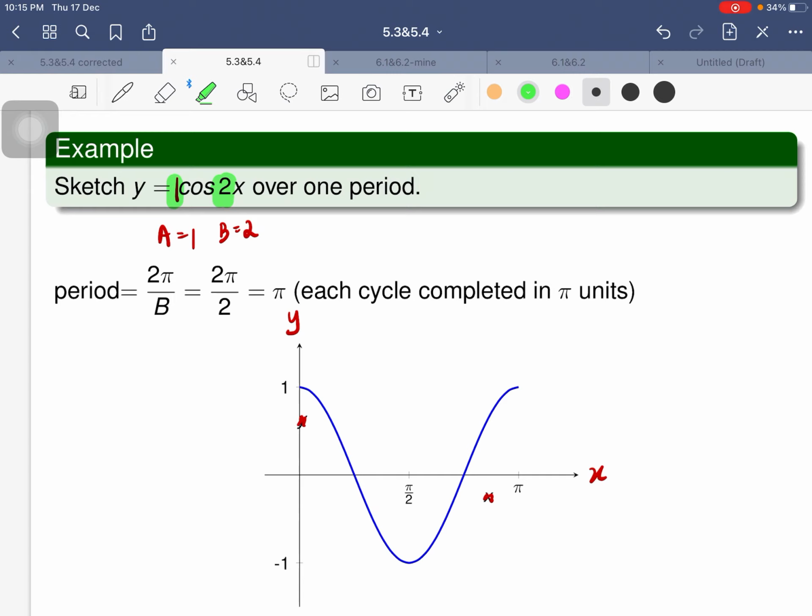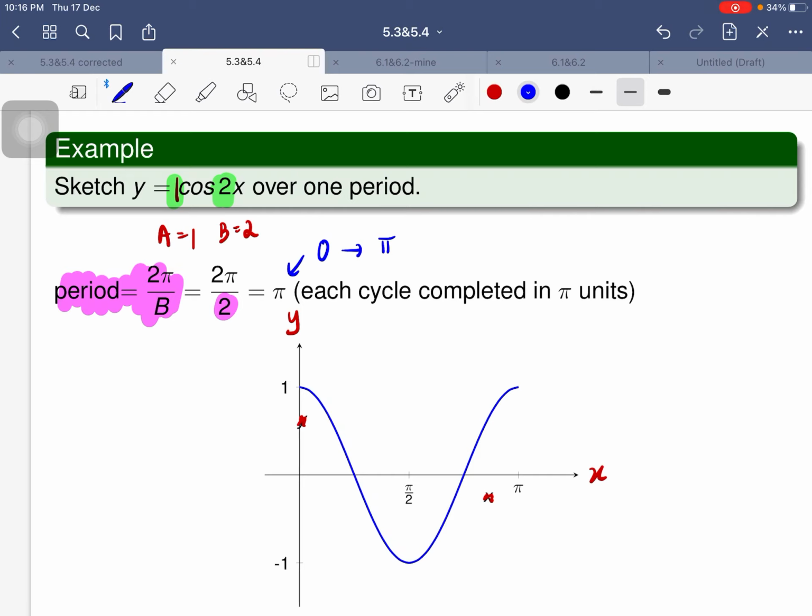According to the formula, the period is given by 2 pi over b. Now that we have identified that the value of b is equal to 2, the formula is going to be 2 pi over 2, so that is going to equal pi. So meaning that previously, instead of a graph from 0 until 2 pi, now our graph is going to be from 0 until pi. That is where it should stop.